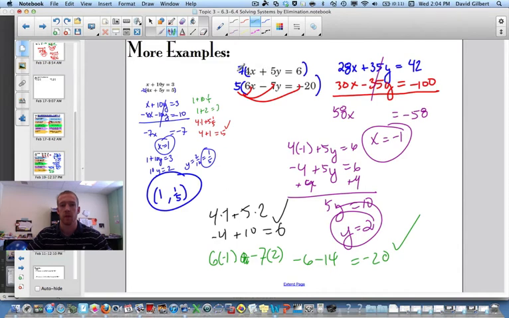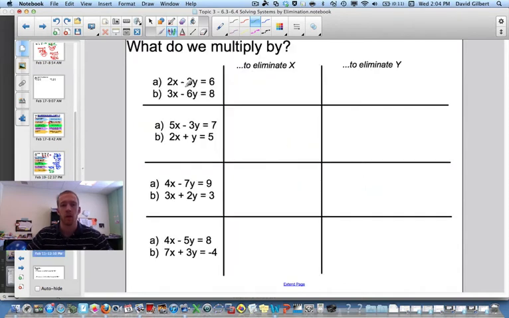just to get the hang of why did I pick 7 and 5 here, right? If I wanted to eliminate the x, I could multiply this top equation by negative 3 and the bottom equation by a positive 2. That would give me a negative 6x minus 9y equals 18, and 2 times the second equation would be 6x minus 12y equals 16.